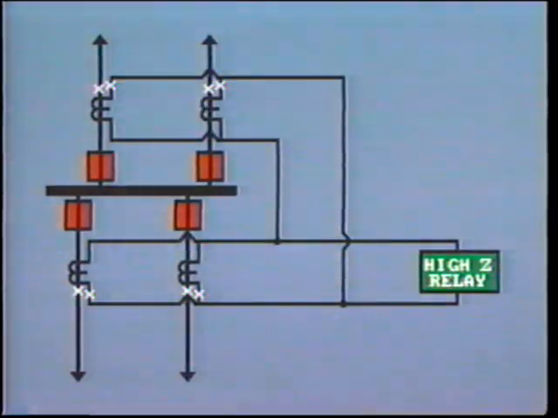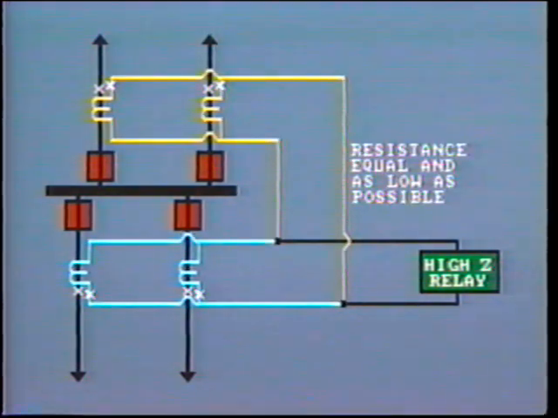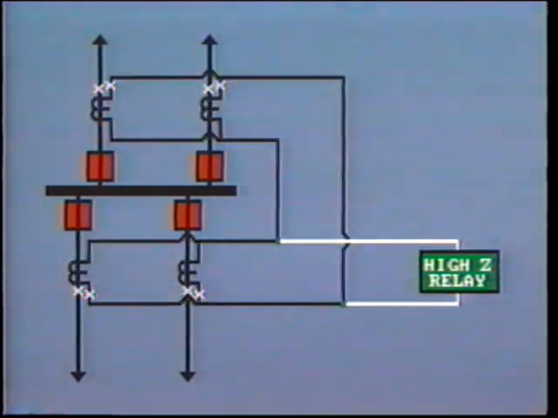To allow the correct distribution of this error current, it is important that the resistance in each of the CT branches should be equal and as low a value as possible up to the junction point. For this reason, the junction point will be located near to the CTs and at equal distance from each CT. The resistance of the connecting leads from the junction to the relay is not significant, as it is in series with the high impedance of the relay.